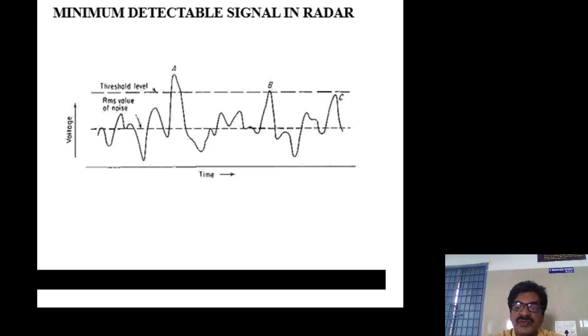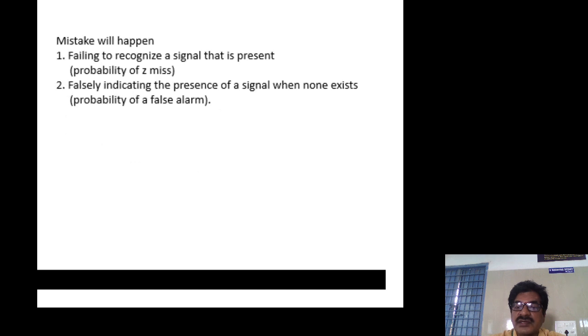So by this analysis, what we can know is that the threshold level should not be too low, and at the same time should not be too high. If it is too low, what happens? The false alarm indication may increase. If it is too high, what happens? Even the targets may not be identified by the radar. So that is the problem of deciding the threshold level.